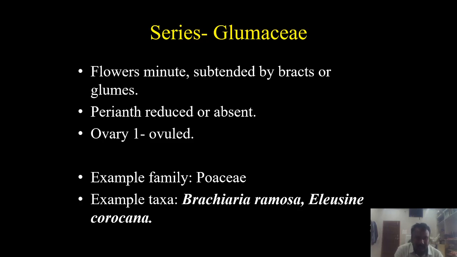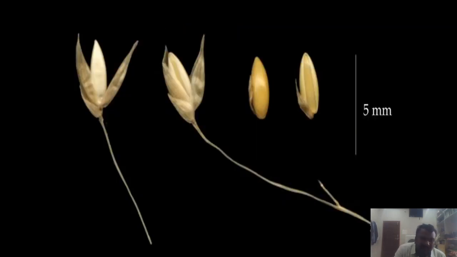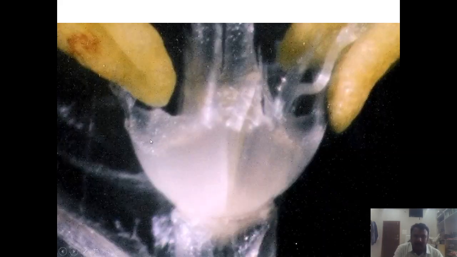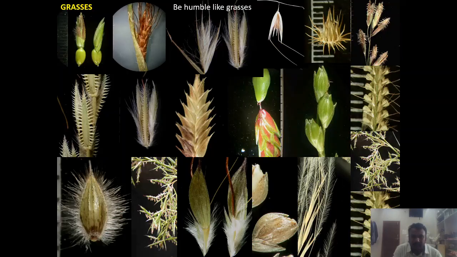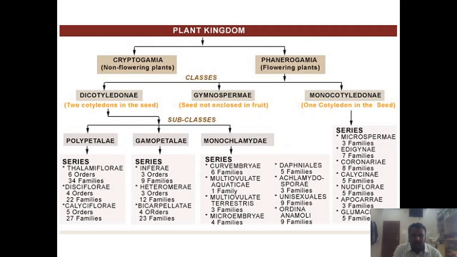Last series, Glumaceae. Flowers minute, subtended by bracts or glumes. Perianth reduced or absent. Ovary 1 ovule. Example families, Cyperaceae and Poaceae. Brachiaria ramosa or Eleusine coracana. You can see the spikelet here. They are the subtended glumes. Florets, reduced perianth. These are all glumes and other spikelet structures. This is the entire Bentham and Hooker system of classification.